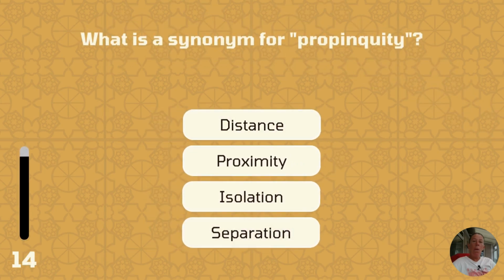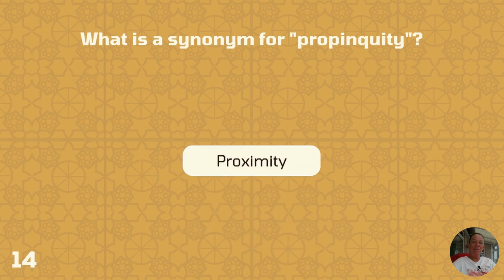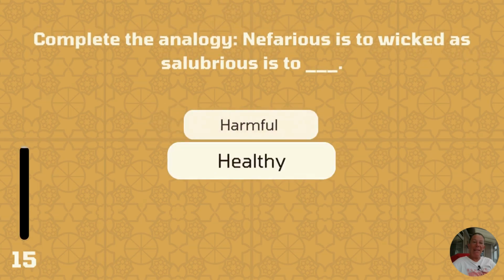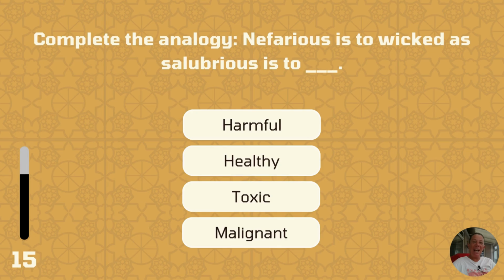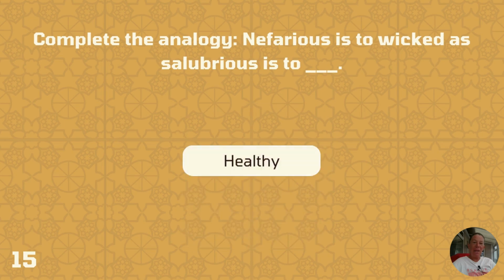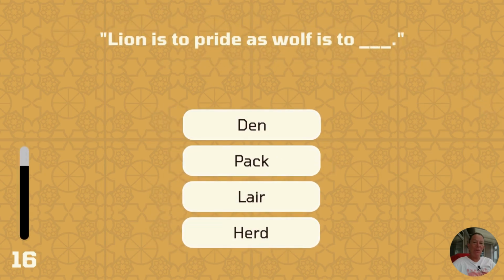What is a synonym for propinquity? Distance, proximity, isolation, or separation? Proximity. Complete the analogy. Nefarious is to wicked as salubrious is to harmful, healthy, toxic, or malignant. Healthy. Lion is to pride as wolf is to den, pack, lair, or herd. Pack.